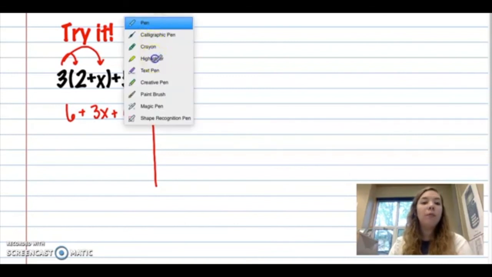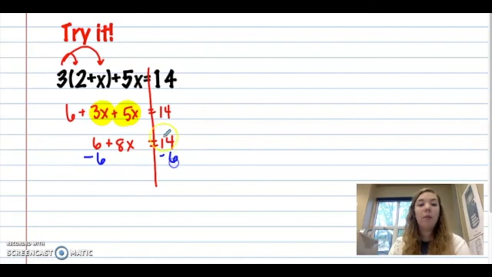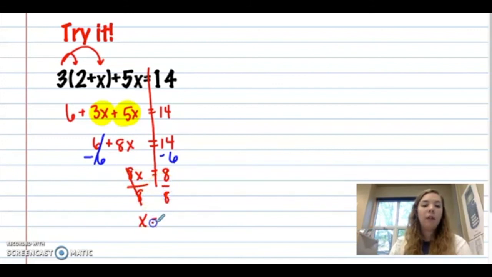Step 2 is to combine like terms. So 3x plus 5x is 8x. So we have 6 plus 8x equals 14. And now we have a 2-step. I'm going to subtract 6 from both sides because it was positive. The opposite is negative. 14 minus 6 is 8. And then we'll have to divide by 8 on both sides. So our final answer is 1.